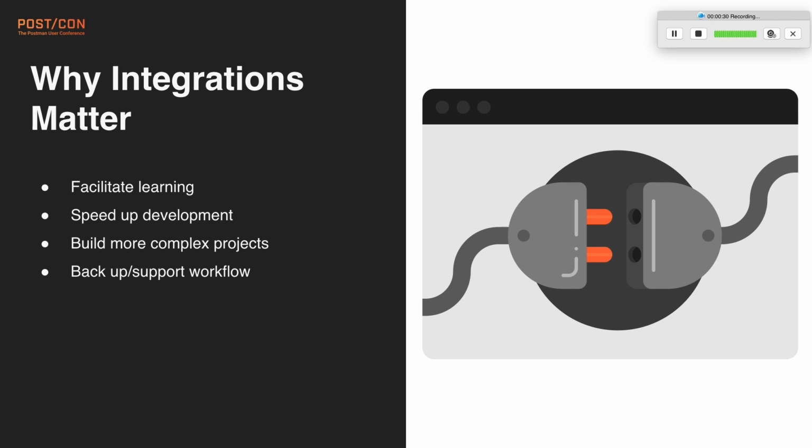Functionality that you otherwise would have had to build, or spend a lot of time building, is automatically brought right into your Postman app. They allow you to build more complex projects that rely on a lot of different moving pieces. For example, using our Slack integration to alert you of when one of your monitors fails. They also allow you to back up and support your workflow, like using GitHub or Dropbox to save collections and control versions.